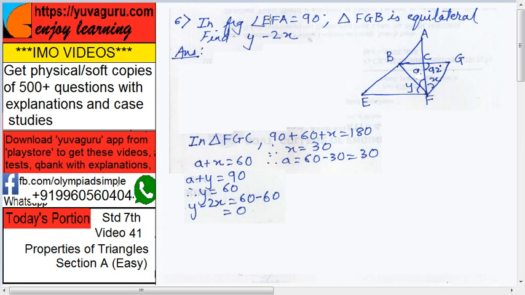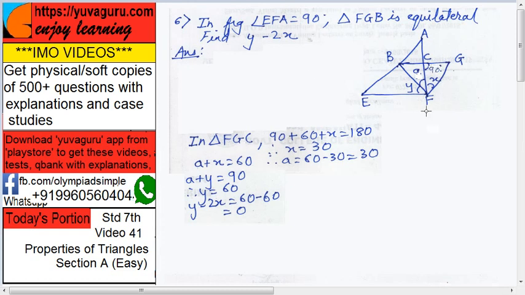Figure: angle EFA equals 90, triangle FGB is equilateral. Find y minus 2x. See this, EFA equals 90 and triangle BGF, or FGB, you can call it anything, is equilateral, which means all the three sides are equal: BG, GF and BF. In triangle FGC, see this is given as 90.